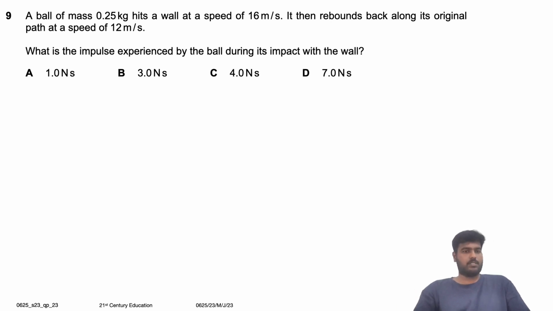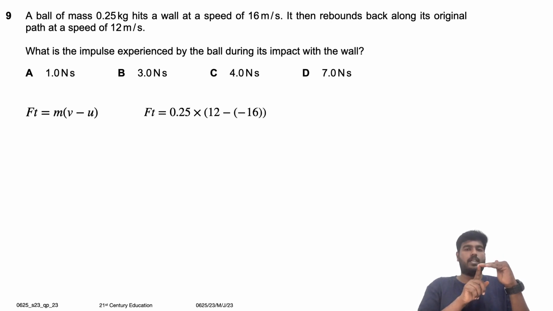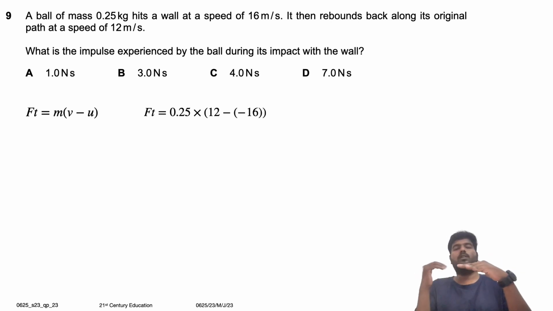What's the impulse equation? Ft is equal to the change in momentum, which is mv minus u. So Ft = 0.25 × (12 minus 16). Why is that? Let's take any one direction as positive, then the other must be negative. So if the initial velocity is 16 and we take that as positive, then 12 must be negative.